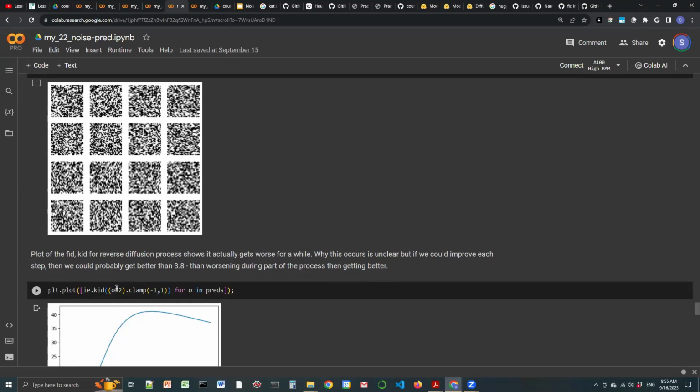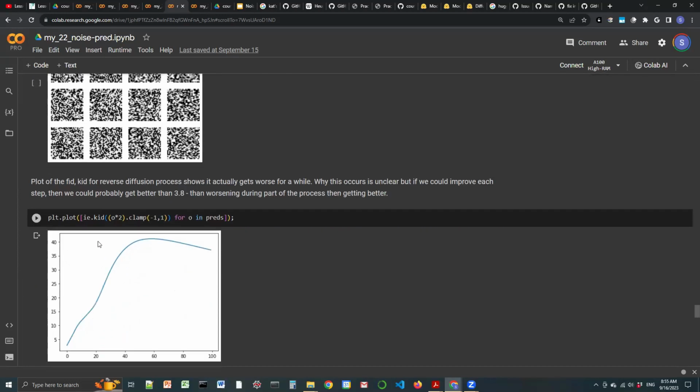Also, and we have seen this before, when he plots the KID or the FID, you should see it go down over time, because obviously the FID has to go down as you go through the steps towards zero and you get the clean image. You start with the noised image and you get the clean image. On the other hand, you see what happens to KID in our case. It does the exact opposite.